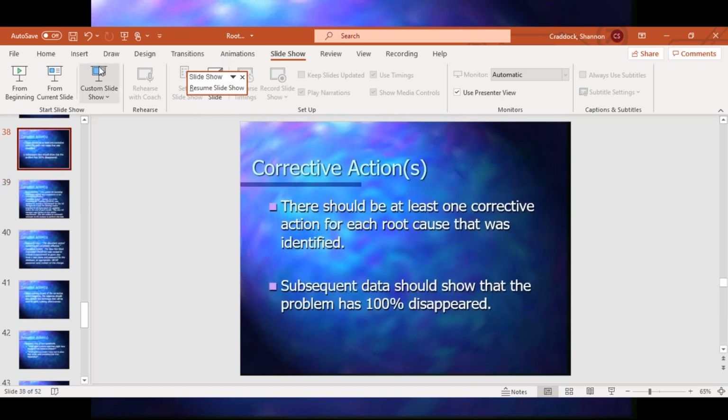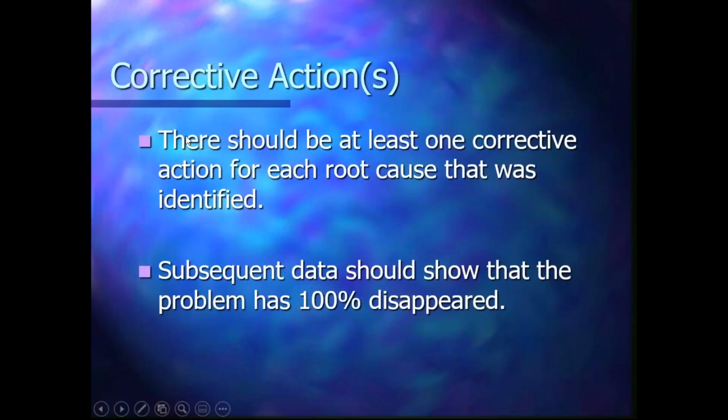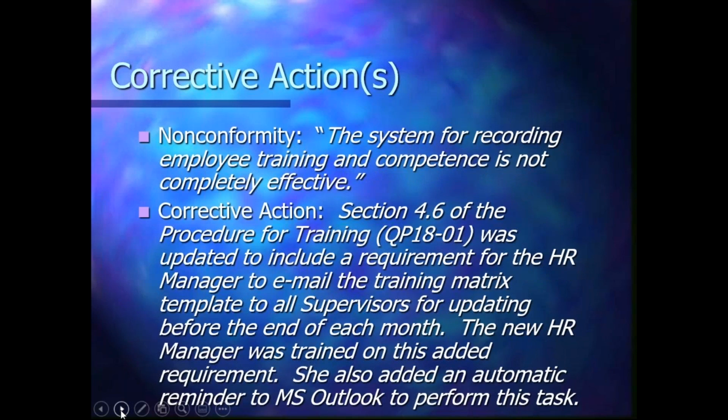We were able to show that subsequent data had shown that the problem had 100% disappeared. We were able to turn the problem off like a light switch. So let's look at the non-conformities that we've been following through this webinar. The system for recording employee training and competence is not completely effective.